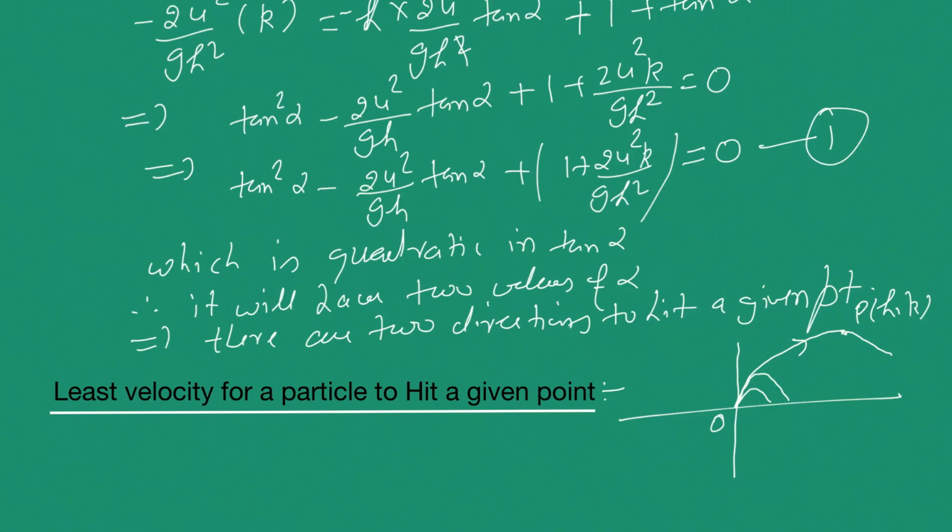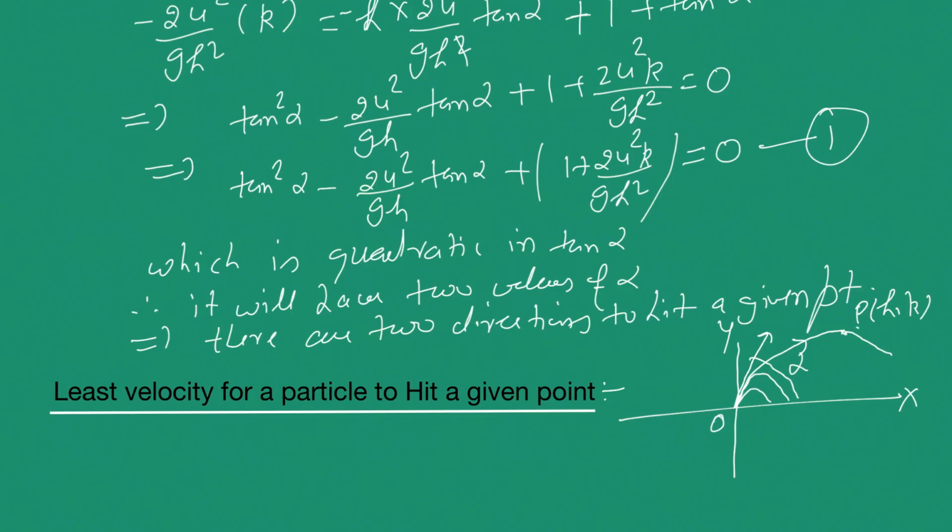Now once again, see the point that I am trying to discuss here and make you understand: this equation number 1 will give that direction along which the particle should be projected so as to hit the point. So say this is the direction it should be projected. For this direction, only for this direction, it will hit the point, and there are two such directions.